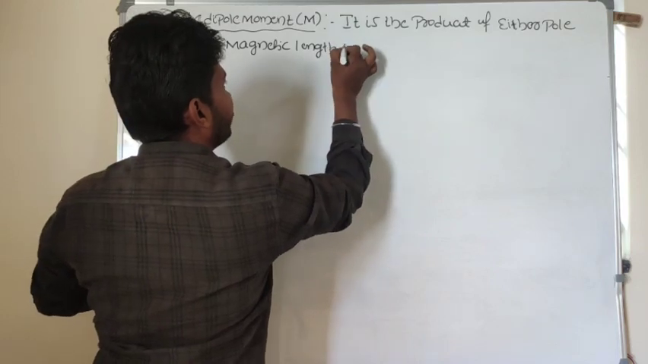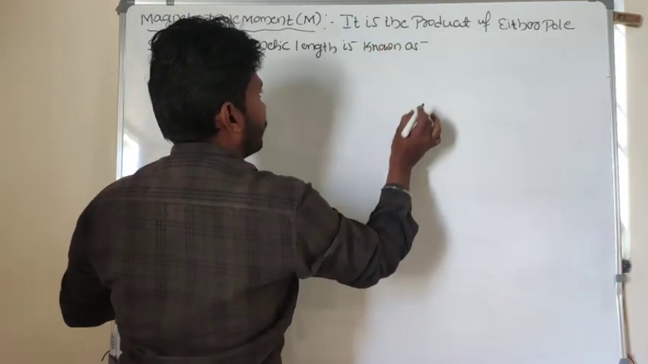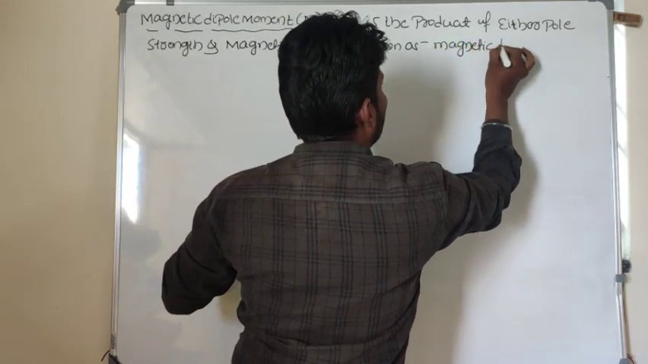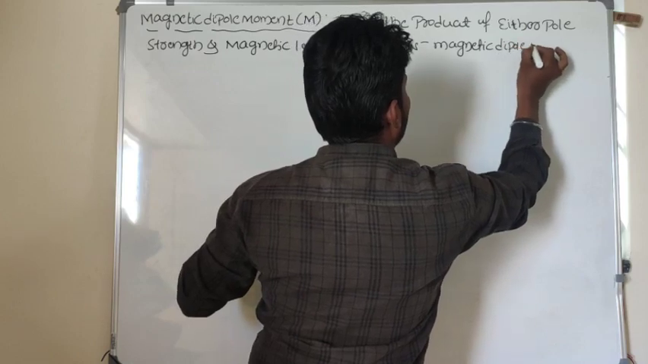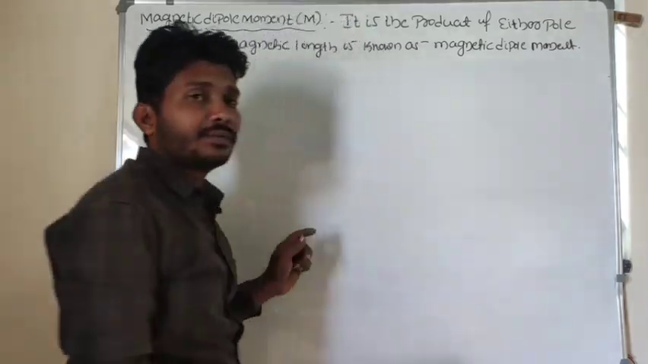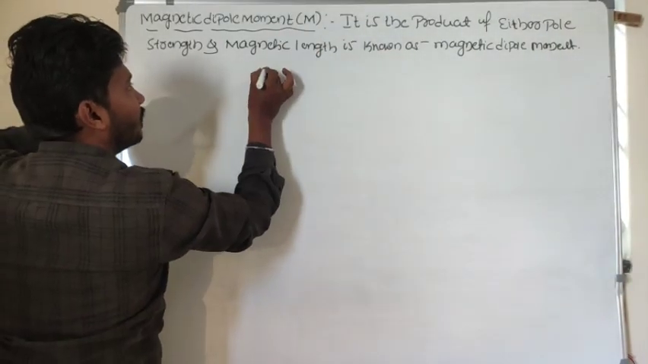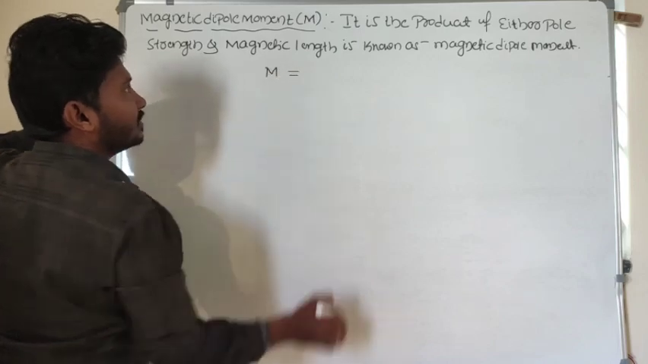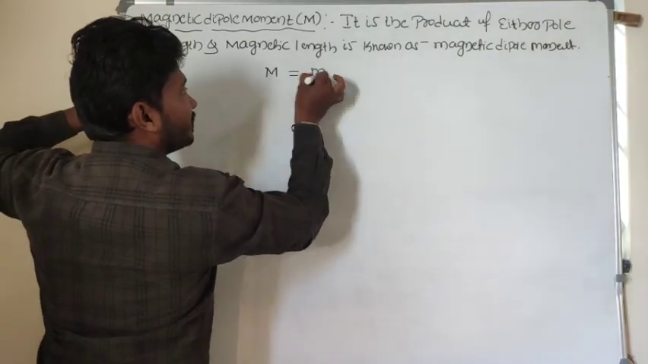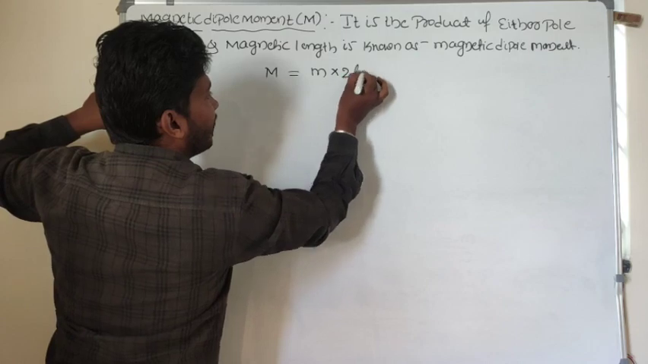This is known as the magnetic dipole moment, we can consider. So mathematically I will give the expression for the magnetic dipole moment. The magnetic dipole moment is represented by the letter M here. It is the product of either pole strength, which I said is represented by the small letter m, and the magnetic length, that is 2L.